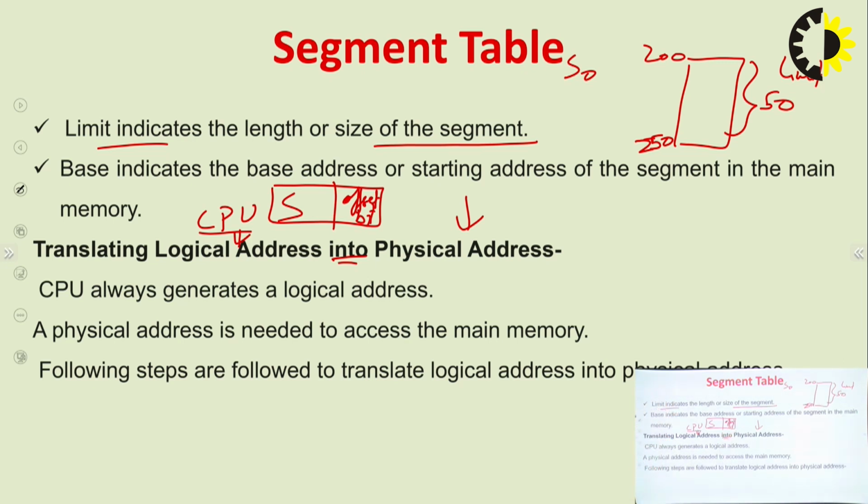A physical address is needed to access the main memory, and we also know that the logical address is always called by the CPU. So how is this conversion done? We also read about it in paging, but there is one more parameter checked here, that is the limit of a segment. Because the limit varies according to the size of the segments, but in paging the size is fixed. That's why comparing the limit is not required.